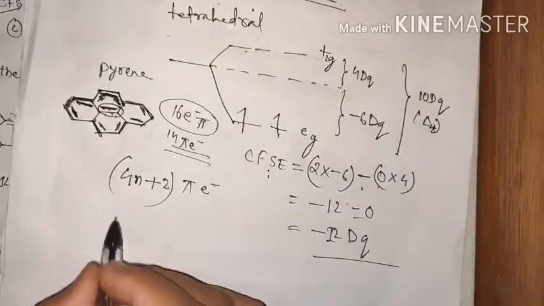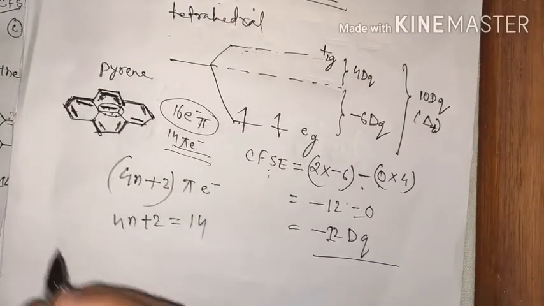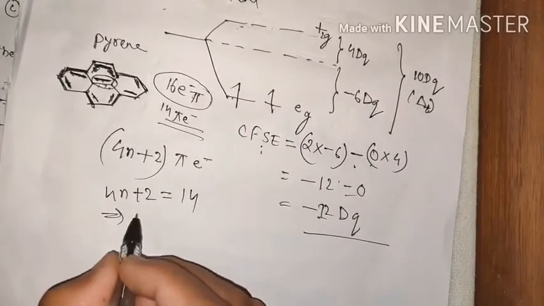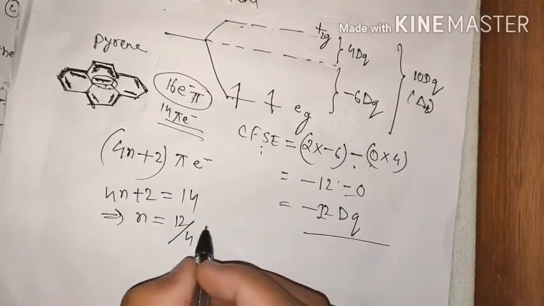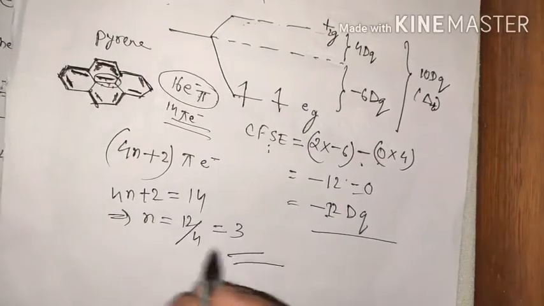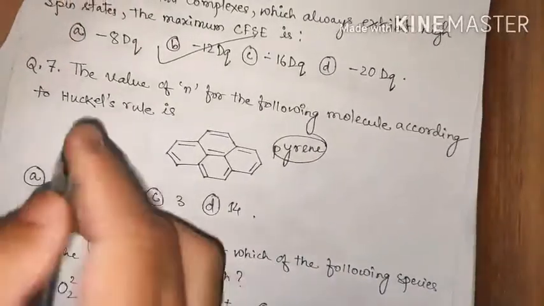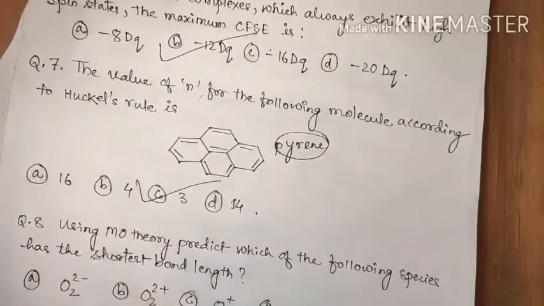So 4n plus 2 is equal to 14. This implies n is equal to 12 by 4, that is equal to 3. So 3 will be the value of n. So the value of n we have to find, the answer will be option C.